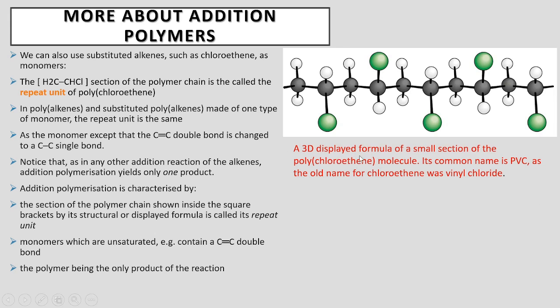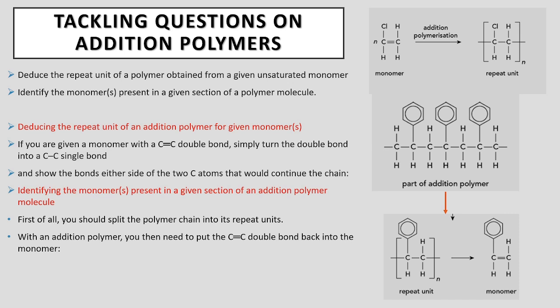A 3D displayed formula of a small section of the polychloroethane. Now this is another way in which sometimes we can add a halogen atom to make this one. This is known as PVC, polyvinyl chloride, and this is also a kind of plastic which is used to make the plastic pipes for the electrical wires.